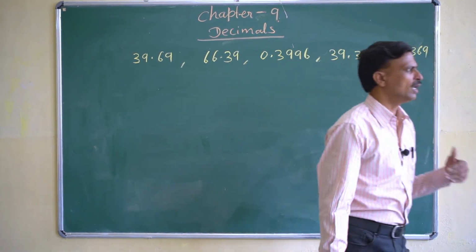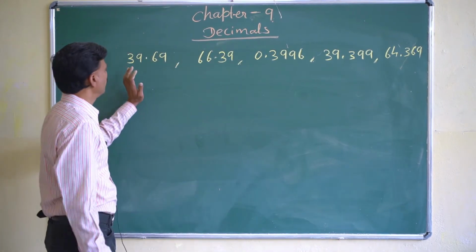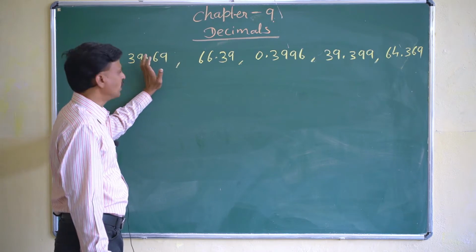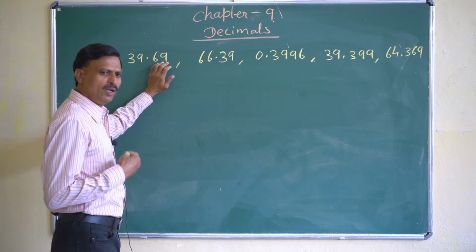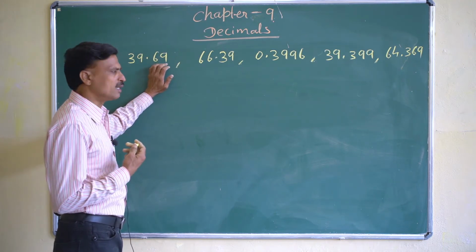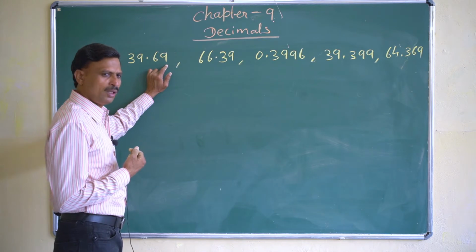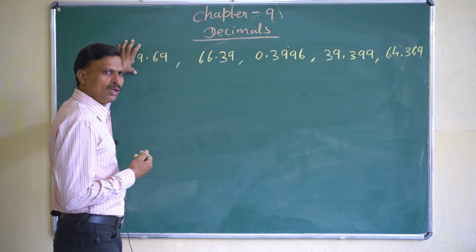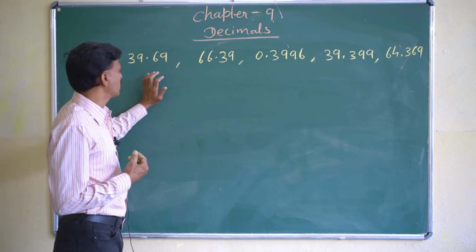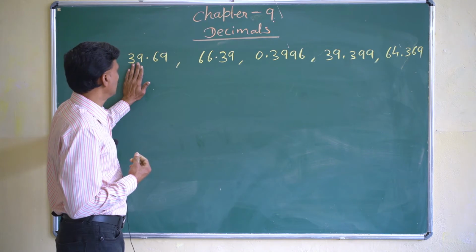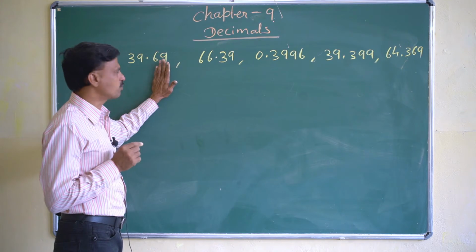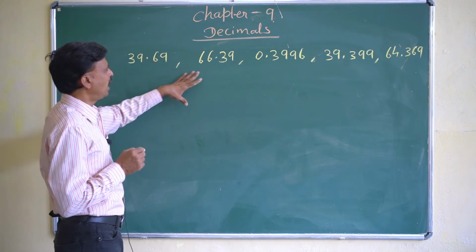One thing remember, student, whenever we are reading a number like 39 decimal 69, after the decimal, whatever number comes, we will not pronounce it as sixty-nine. Sometimes students say this is thirty-nine point sixty-nine. That is the wrong way to speak. This number will be read as 39 point six nine, separating it into single digits. So don't make this mistake whenever you are reading any number in decimal.